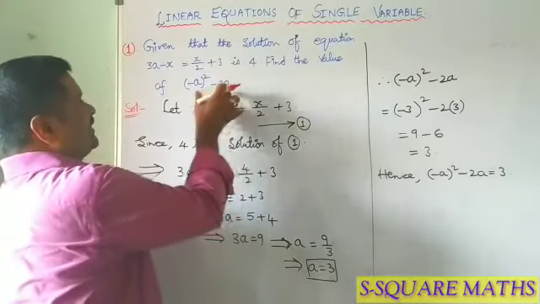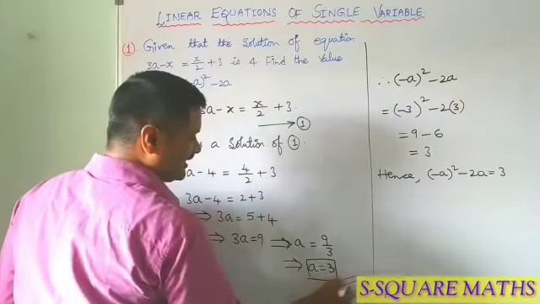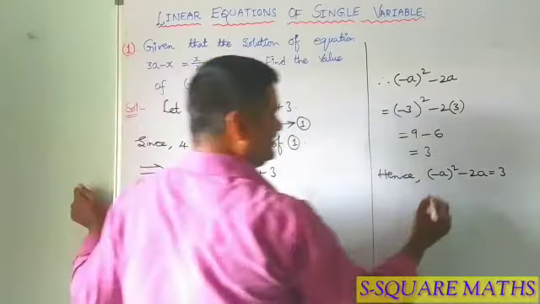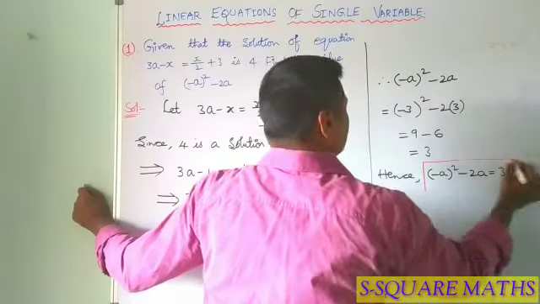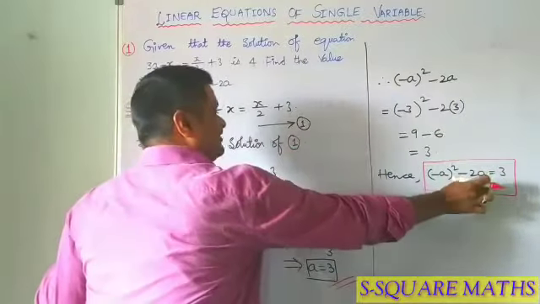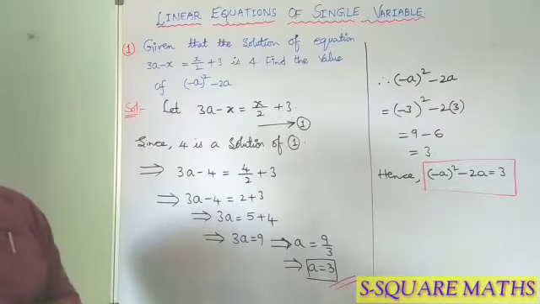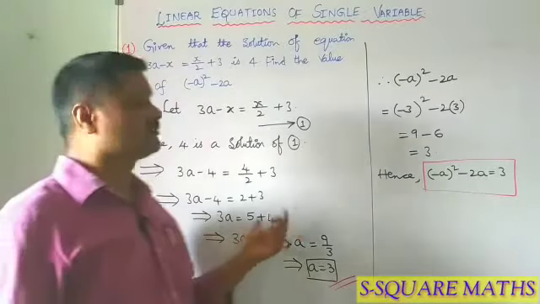So in this way, to get the value of (minus a) whole square minus 2a, substituting x is equal to 4 we get the value of a as 3, and substituting a is equal to 3 in the given expression, we will get the required one. In this way we can overcome the anxiety of the problem.